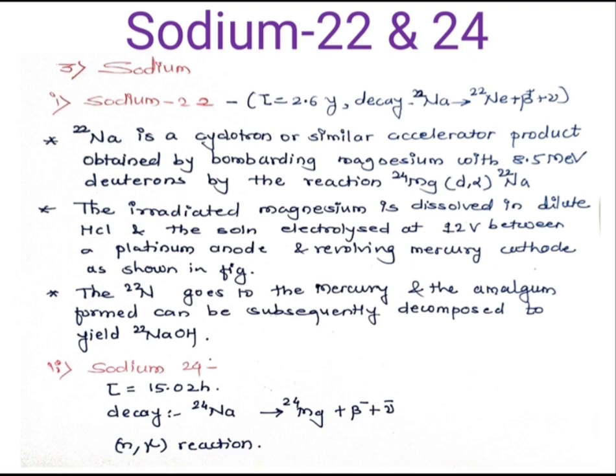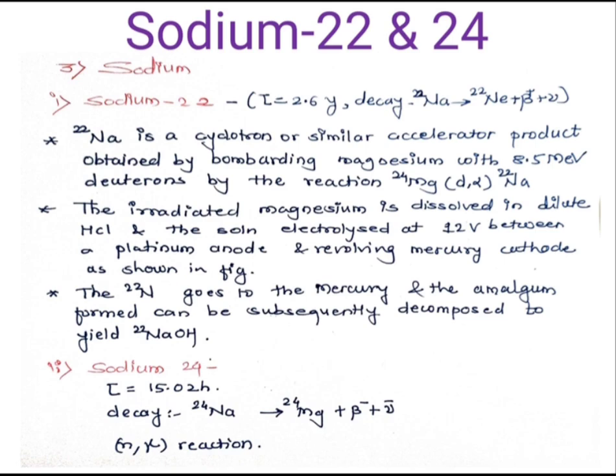And the sodium 22 is a cyclotron or a similar accelerator product obtained by bombarding magnesium with 8.5 mega electron volt deuterons by the reaction magnesium 24 (d, alpha) sodium 22. Means what? The sodium is generated like a cyclotron or a similar accelerator product. So this is obtained by this reaction. When magnesium will undergo the d, alpha reaction, there is a formation of sodium 22.